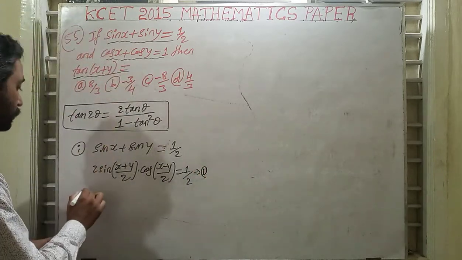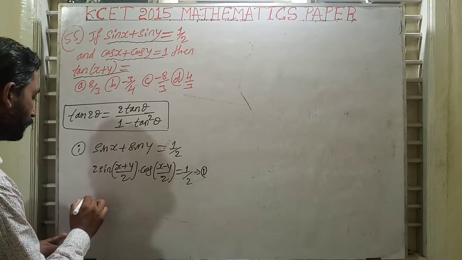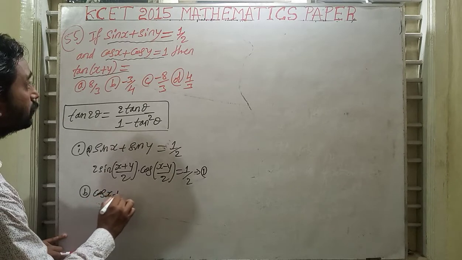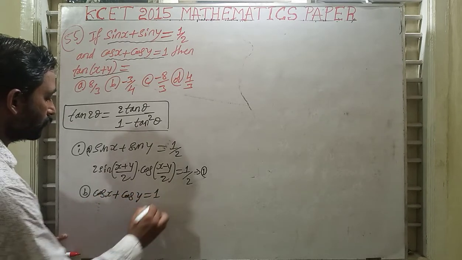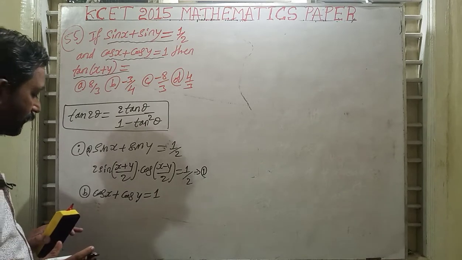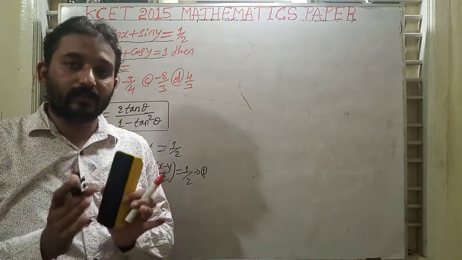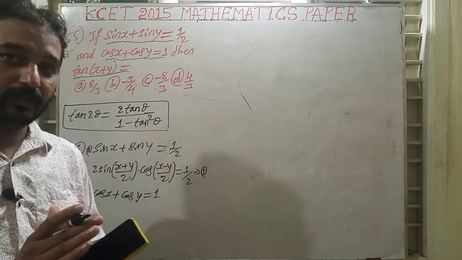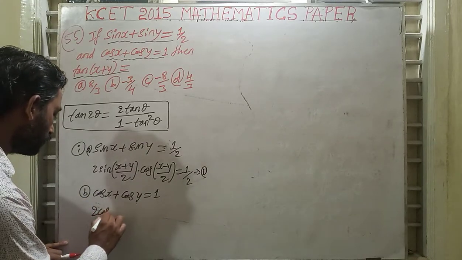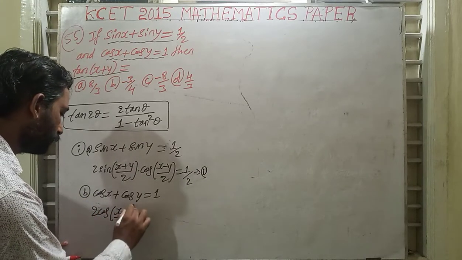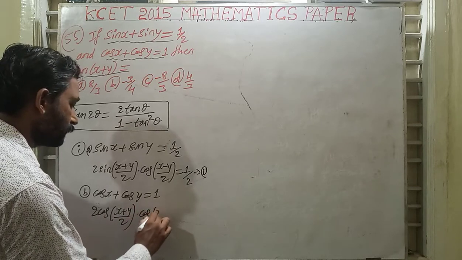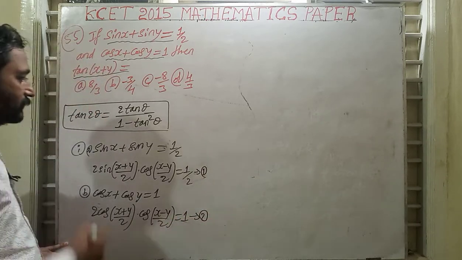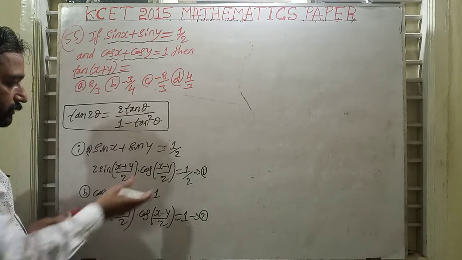Similarly, the second one is cos x plus cos y is equal to 1. One more formula in transformation formulas in trigonometry: cos c plus cos d is equal to 2 cos of (c plus d) by 2 into cos of (c minus d) by 2. In the same way we can write 2 cos of (x plus y) by 2 into cos of (x minus y) by 2 is equal to 1. This is equation 2. So in this case we have to find out tan of (x plus y) by 2 using these two equations.